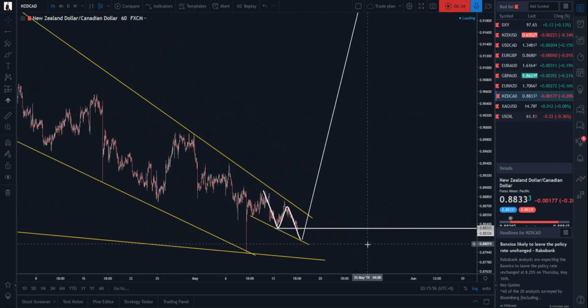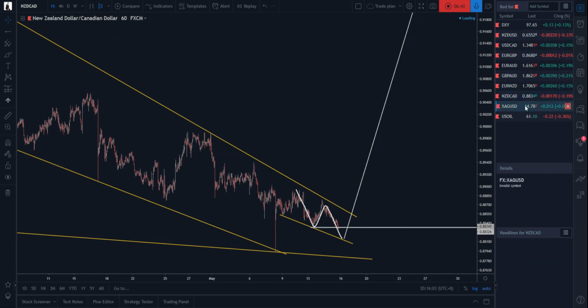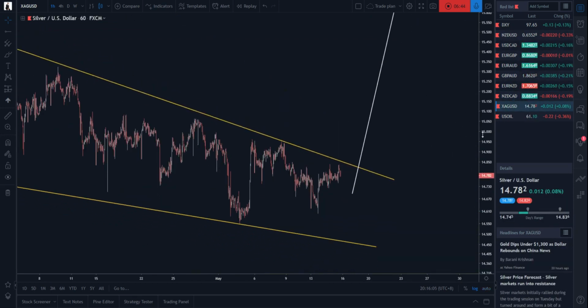You might again get this trade by end of this week. So you see here in the watch list, there are various setups that you might get by end of this week. Silver trade.